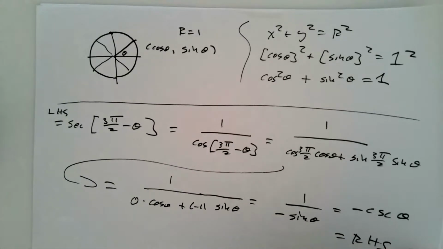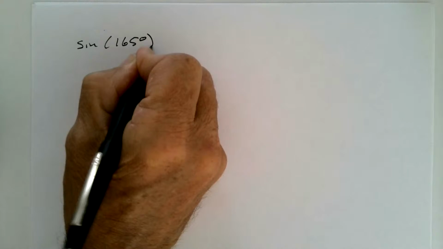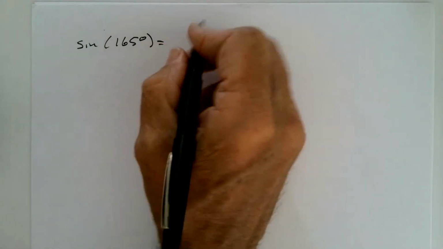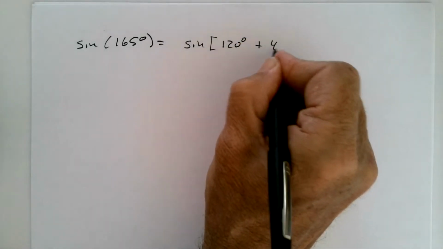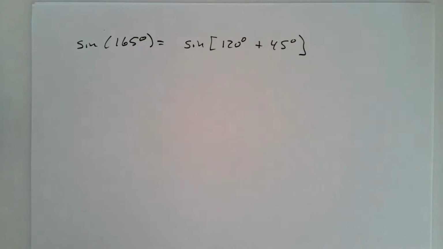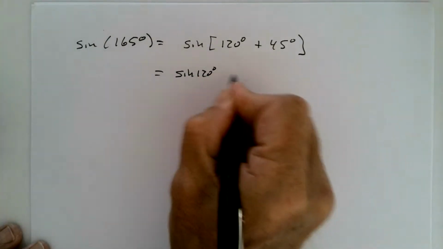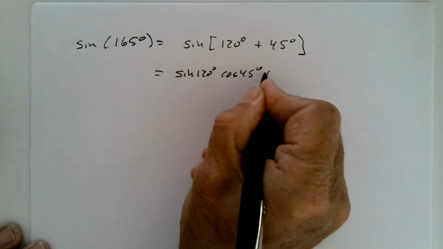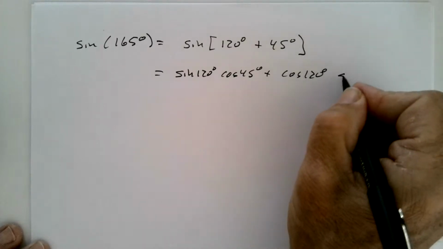Next up, I want to find an exact value for the sine of 165 degrees. I'm going to use the sum rule here. So I'll go with sine 120 plus 45. Those should be two that I know. Sine of A plus B is sine A cos B plus cos A sine B. So sine 120 cos 45 plus cos 120 sine 45.